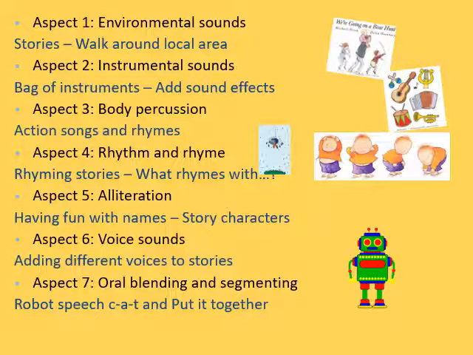Aspect 4 would be rhythm and rhyme. We do a lot of clapping our names, so Mrs. Armstrong, for example. Also, rhyming stories are fantastic. If children can hear rhymes, that's really going to help them with their reading because they're starting to spot things that sound similar. Aspect 5 would be alliteration, so that's when things start with the same sound.